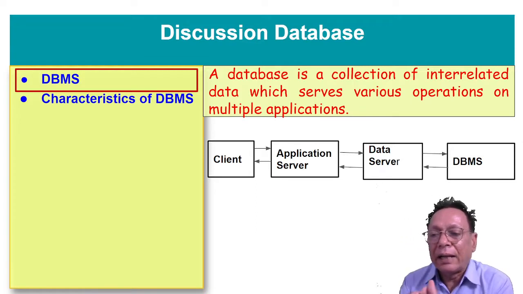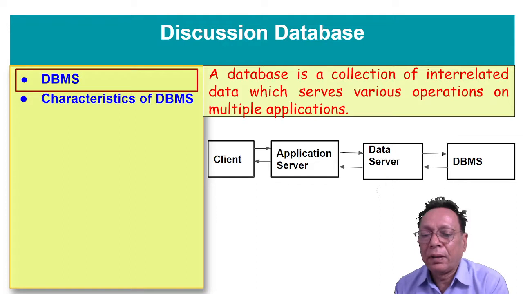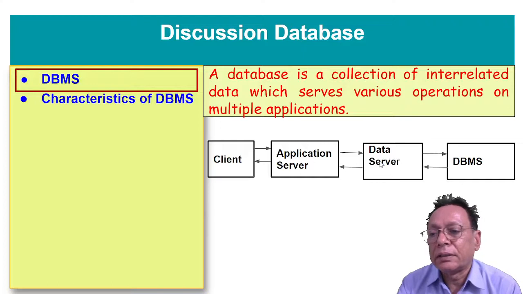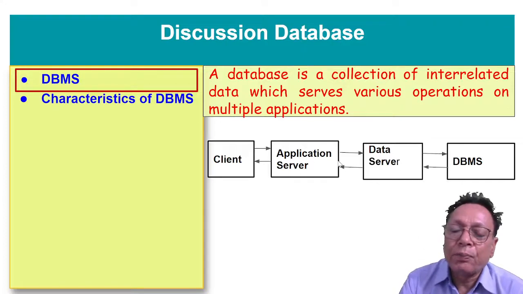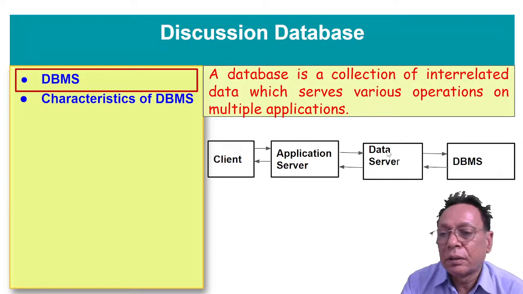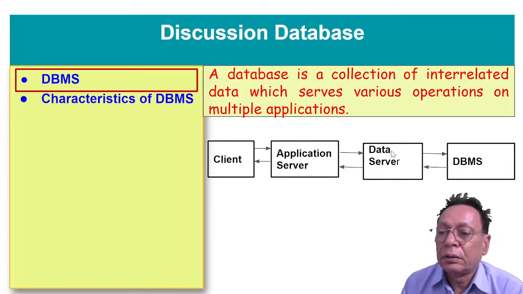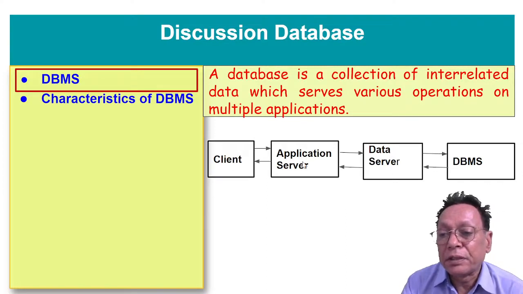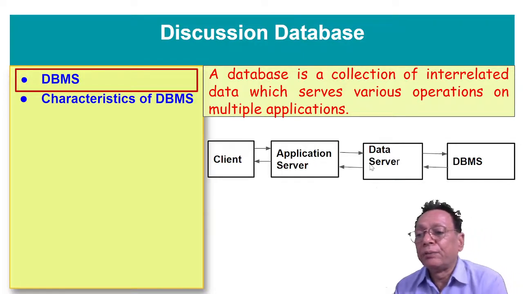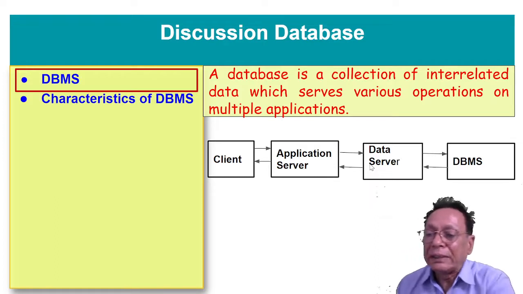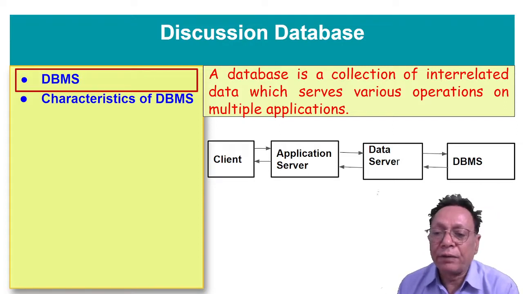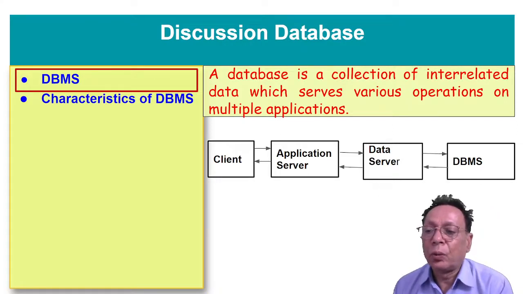So this is basically the entire mechanism, client and server. Here this is the client, and here this is the data server. The client ships the request to the application server, from the application server the request moves to the data server, and from the data server it moves to the DBMS. From the DBMS the entire information is fetched and presented to the application server, and from that application server the client gets to know what he wants.